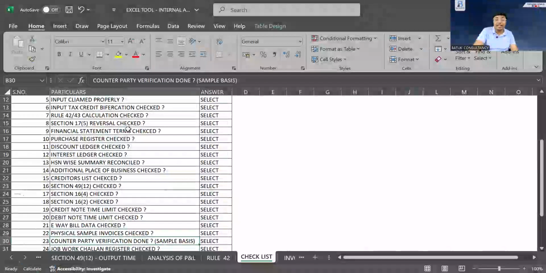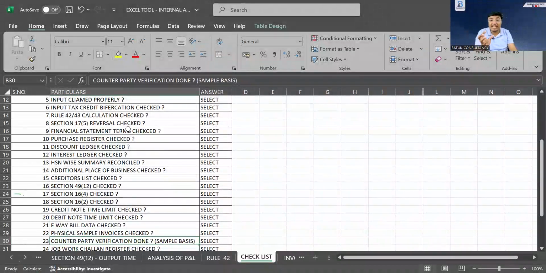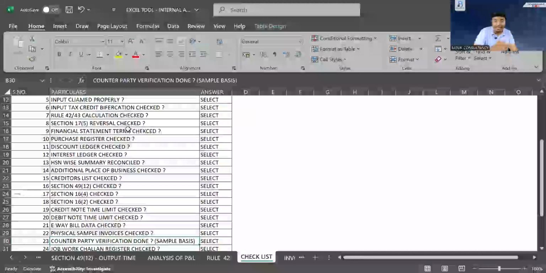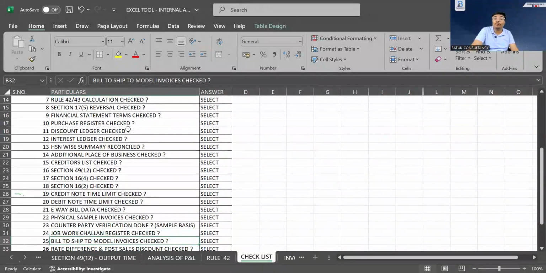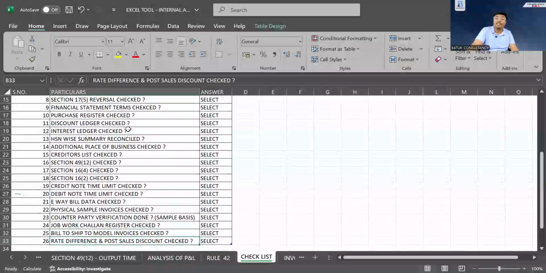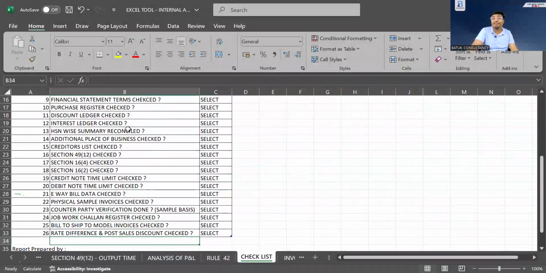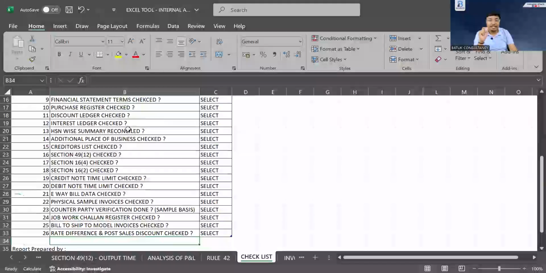E-way bill data has been checked or not. Physical sample invoices to verify that all the mandatory fields are there or not. The counterparty verification checked or not on sample basis. Job work, challan, bill to ship to model, rate different, post sales discount has been checked or not.